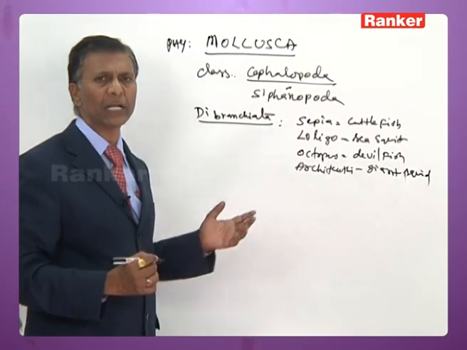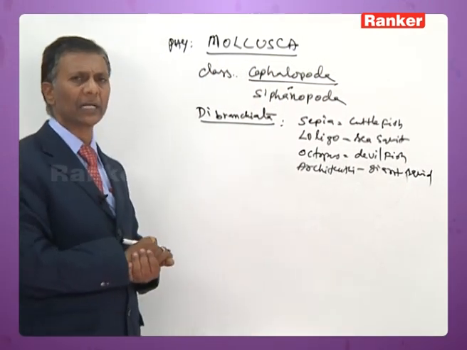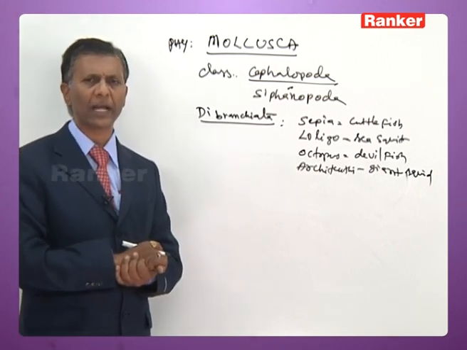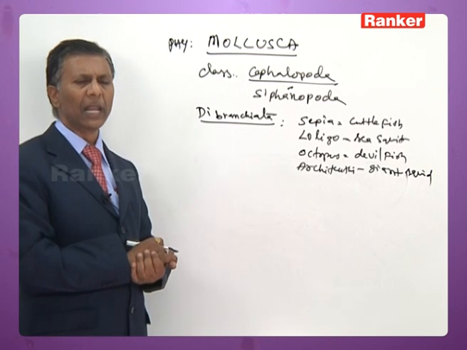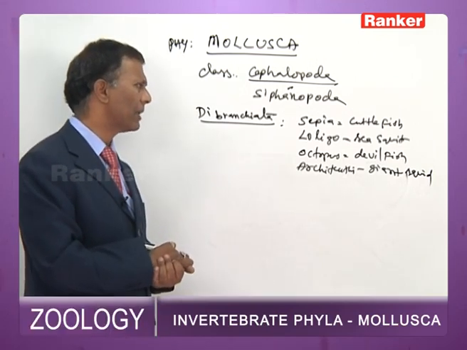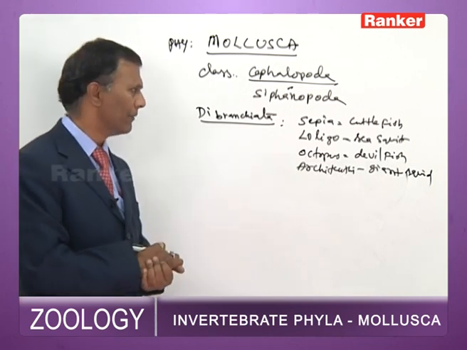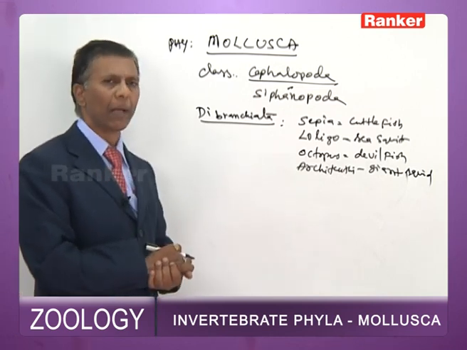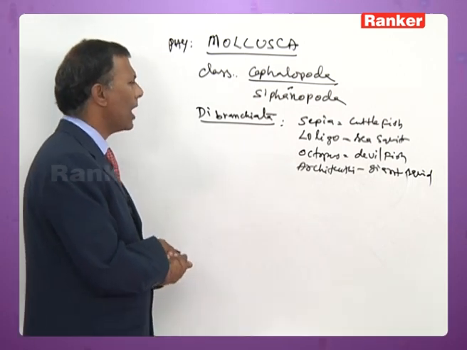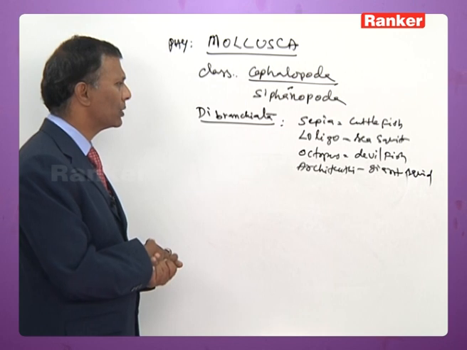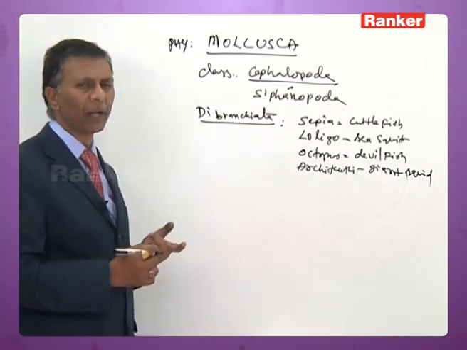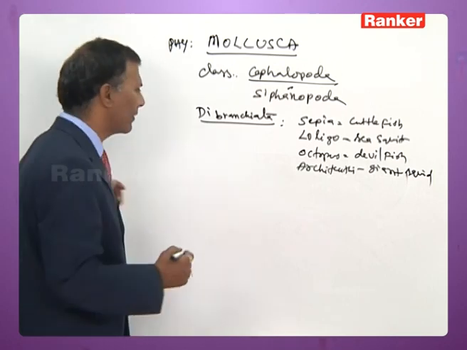Architeuthis, commonly called giant squid, is the largest invertebrate and can be referred to as the second largest animal overall. The largest animal is the blue whale. Among invertebrates, it is the largest animal. So sepia, loligo, octopus and Architeuthis all belong to Dibranchiata, where they have one pair of gills, one pair of auricles and one pair of nephridia.